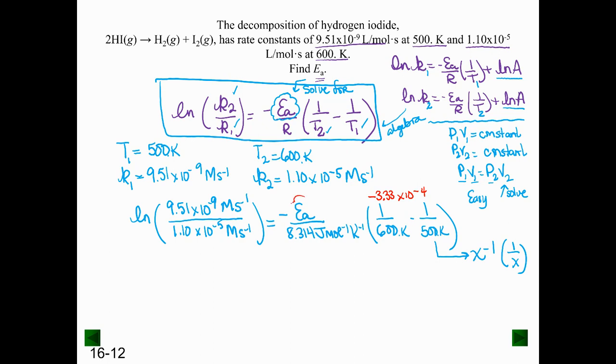Now we have to solve for this guy, right? And these we can plug in. Now remember how you plug in your exponents. 9.51, you should all have your exponent key, -9. And then this would be 1.10 exponent key, -5. Okay, so let's look at the other side there. We're going to take ln and we're going to divide those two. 9.51 exponent key -9 divided by 1.10 exponent key -5. And I got -7.05.